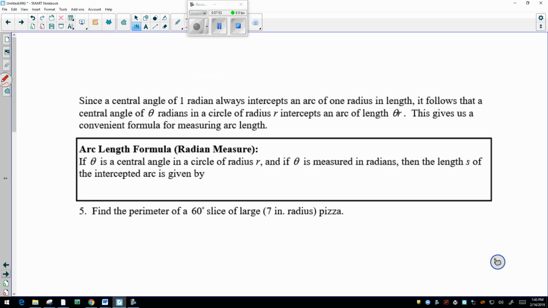Okay, and this arc length formula, that's what we just did on the other page. And again, big thing here, theta is measured in radians. You want to keep that in mind. So our arc length formula we have is S is equal to R theta.